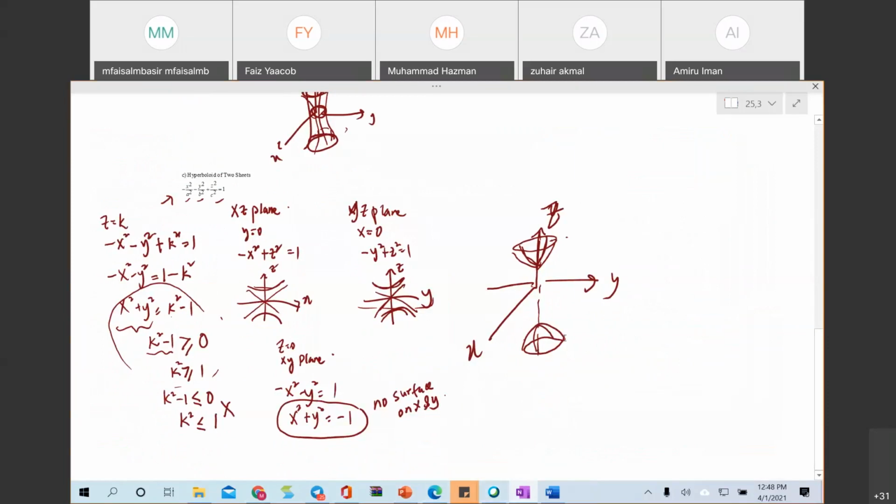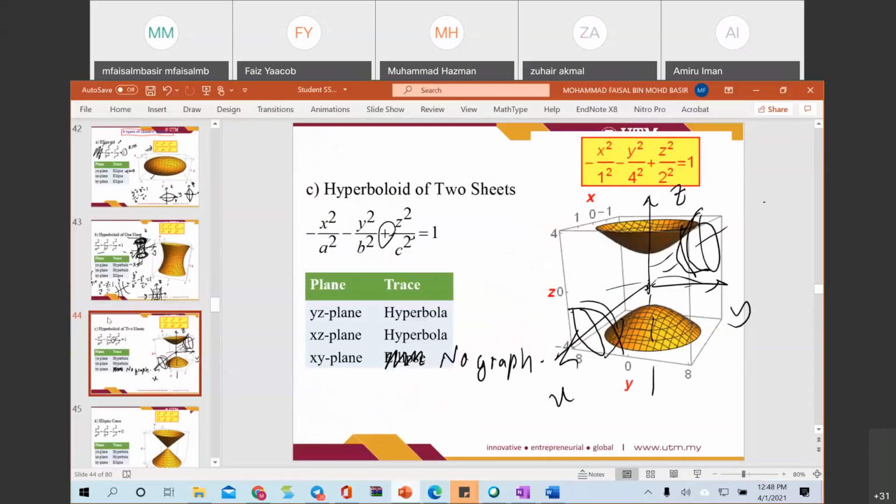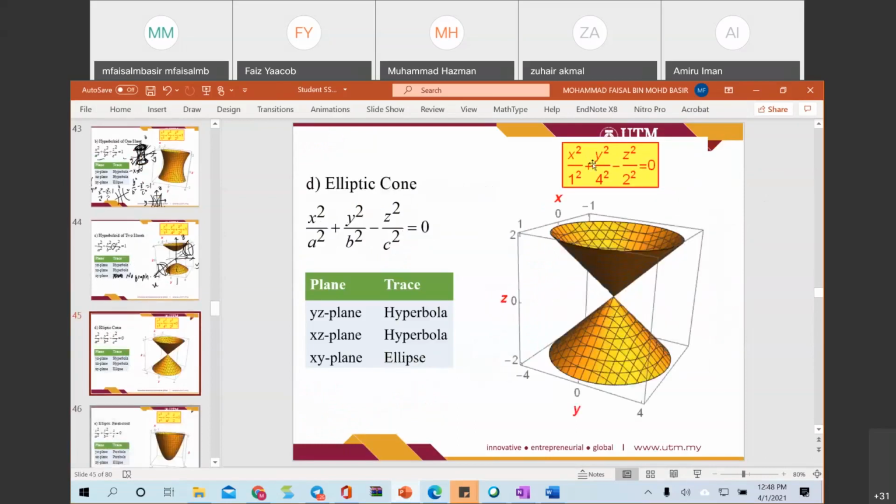Okay, are you okay? So actually z equals k is the level curve. Okay, next, cone.